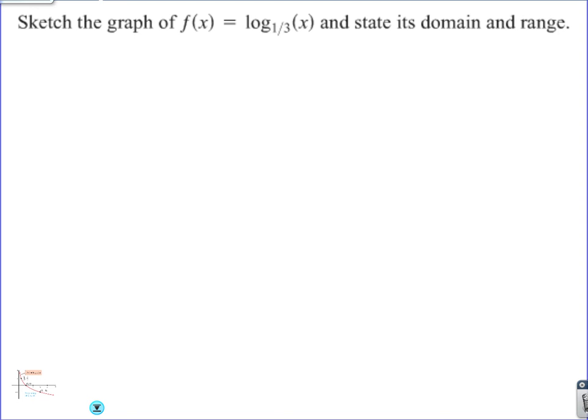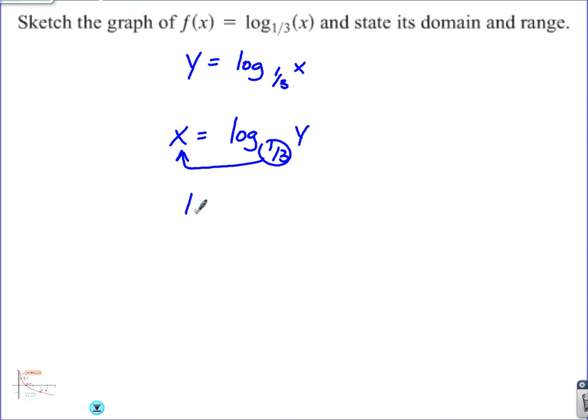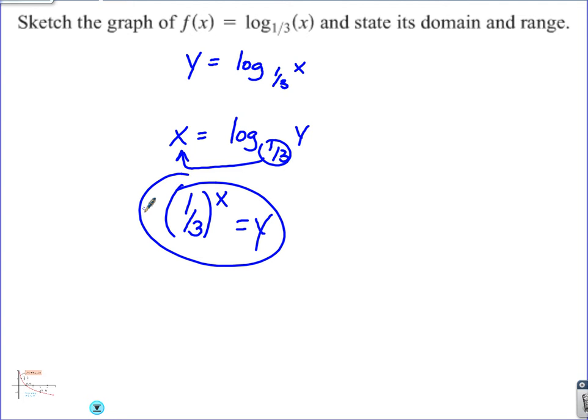To graph y equals log base 1/3 of x, and state domain and range, you could actually do this. Again, y equals log base 1/3 of x. If you wanted to graph its inverse, switch your x's and y's. We'll get to this more later on. And then change forms. Remember how to change forms? Base raised to this. So this is 1/3 raised to the x power equals y. If you wanted to graph that and then flip it, you would have the graph of y equals log base 1/3 of x.